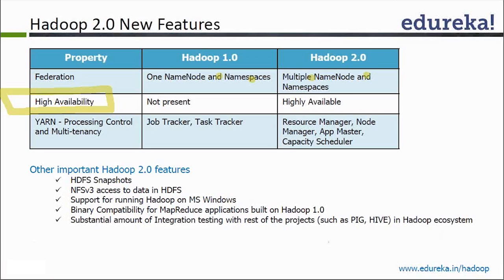Okay. Then the third thing you have is enhancement in terms of processing. In Hadoop 1.0, we have the job tracker and the task tracker that act as the processing mechanism inside the Hadoop cluster. So now with the YARN architecture, this part has been simplified, and you have a little bit more control in terms of managing the whole stuff. So now you have the concept of the resource manager, node manager, application master, and the capacity scheduler. With the help of all these, you manage the Hadoop cluster in a much better way now in Hadoop 2.0.